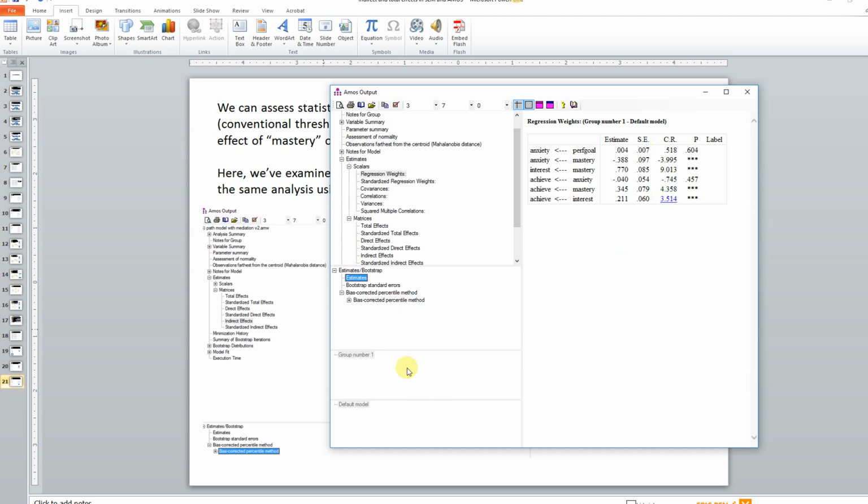But at any rate, that sums up or provides an overview of looking at the different effects in the context of a path analysis using either observed variables or latent variables.